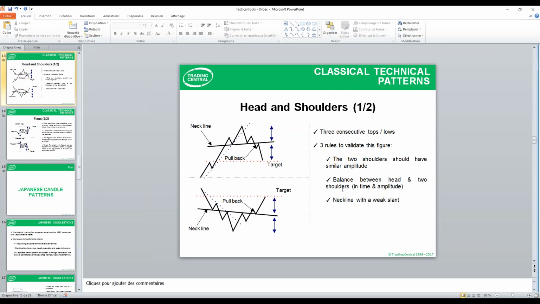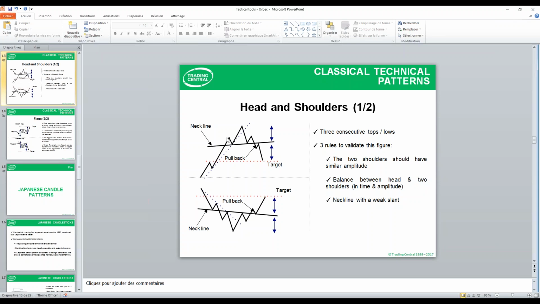And you have to see a balance between the head and the two shoulders, in time and in amplitude. And finally, the neckline. The neckline is this line. This is one of the most important trend lines on the chart. Why? Because you will use the neckline to validate the pattern.